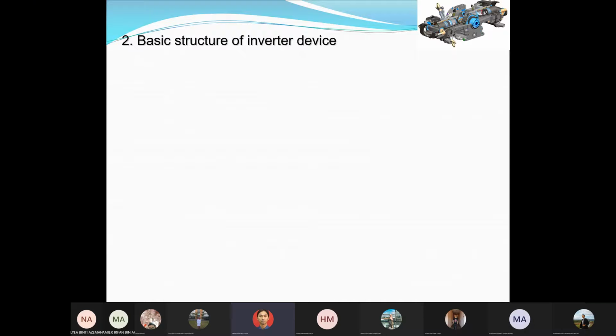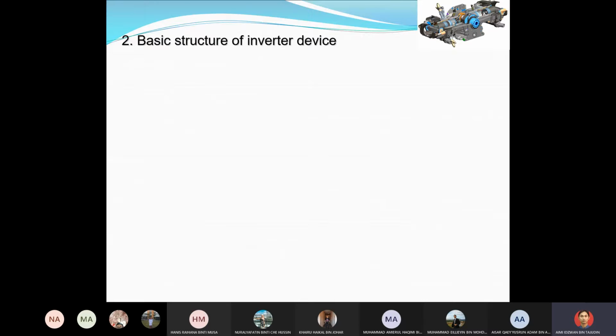Another converter that we missed yesterday. So I hope that by today we can finish the second chapter. Maybe after this, I can give you one or two examples based on this chapter. Okay, anyhow, for today I will start with the inverter.